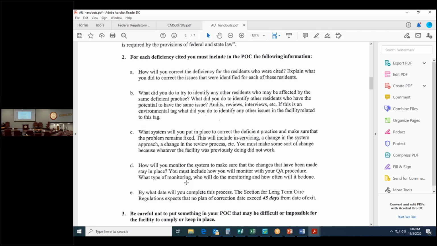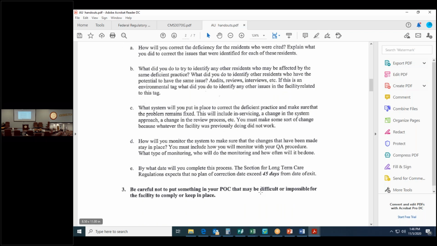And then you've got what systems will be put in place to correct the deficient practice, making sure that there is someone monitoring to make sure that this deficient practice is no longer happening. Okay, and this says that it does not exceed 45 days, but you have 45 days depending on the situation. In certain cases, if it's an immediate jeopardy, you may be given a shorter time to correct it, but you do have up to 60 days at this point.